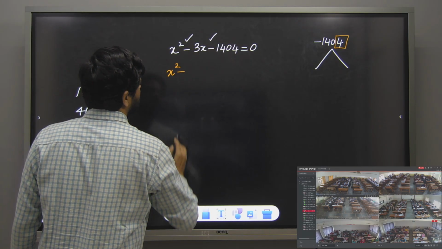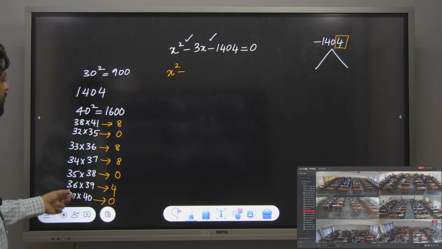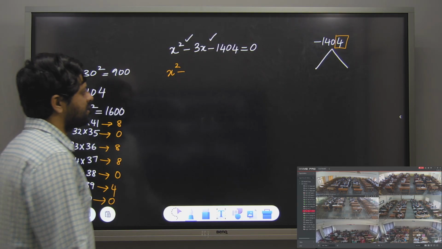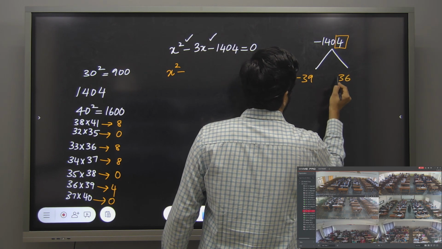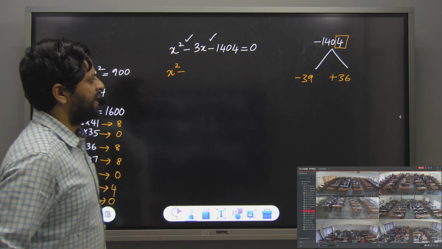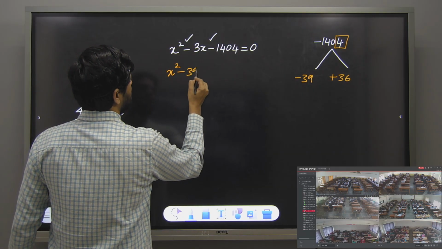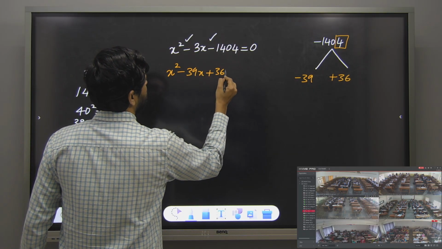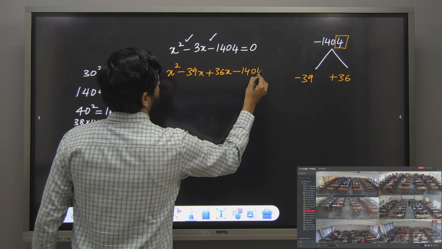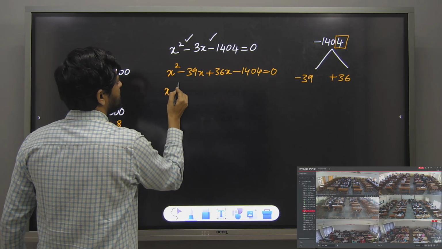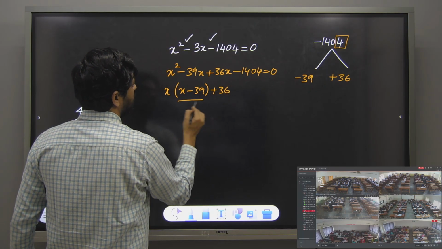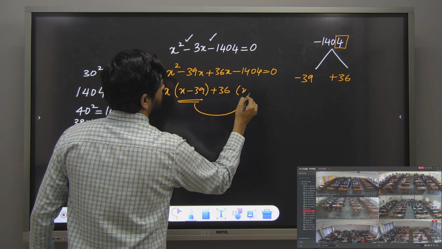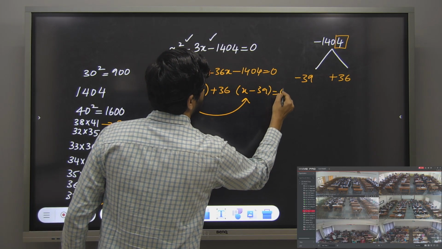So what will your answer be? X square. Which will be minus, 39 or 36? 39. Minus 39, yes, because you have minus 3x. So I think from here you can solve it. Correct? Yes sir. From here you can easily solve. X into x minus 39 plus 36. Whatever you write here, write the same thing here. X minus 39 is equal to 0.